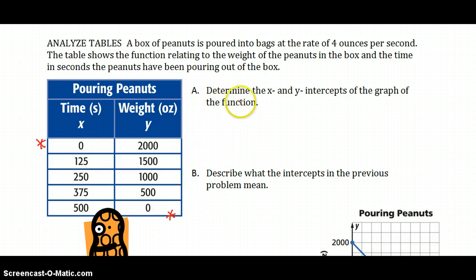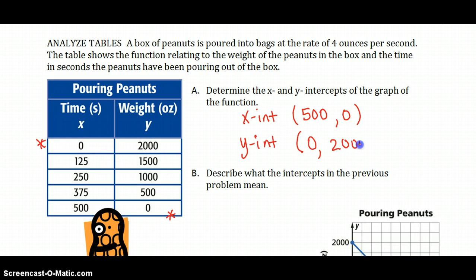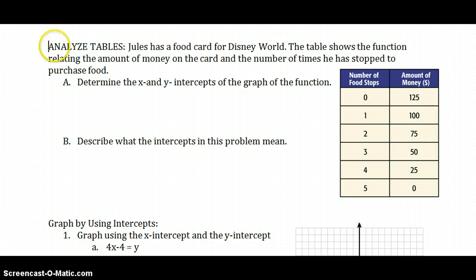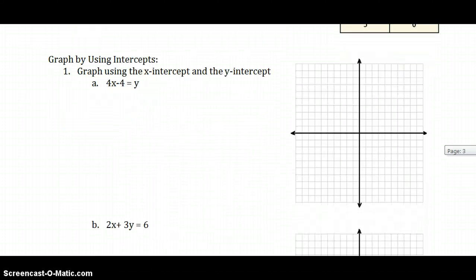Now, the first part says determine the x and the y-intercept. Well, where there's a 0 is where there's going to be an intercept. But be careful. The x-intercept, remember, is when there's an x value and the y value is 0. So where do I have an x value and a y value of 0? It's at the end. So the x-intercept came last for this problem. And the y-intercept is where x is 0 and the y value here is 2,000. Alright, I'm going to leave this table for you to analyze. We're going to move on to graphing these equations.